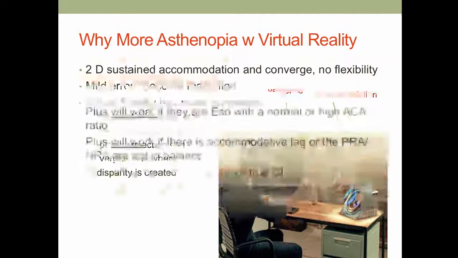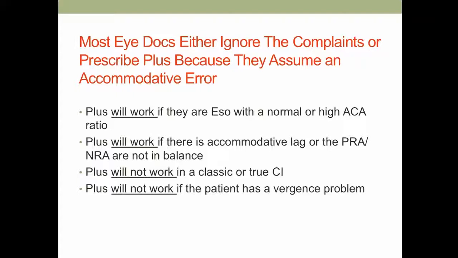And in my experience, it seems like most doctors ignore the complaints related to vergence-related asthenopia. It's easier to prescribe plus because it, A, sells a pair of glasses, and B, is an easy way out. It doesn't require any work, doesn't require much thinking. It's clearly going to work when the patient has an esophoria. It's going to work when the patient has an accommodative lag. It will not work when you have a classical vergence problem such as a convergence insufficiency or any other binocular problem that is related to asthenopia. And that's what we're going to talk a lot about when we're here.